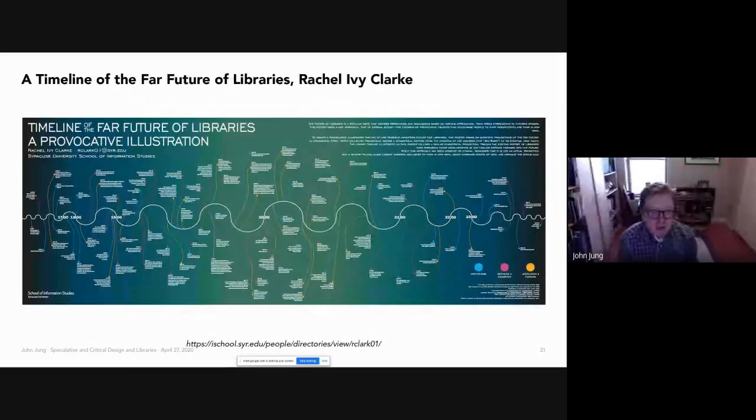First up, we've got a project from Rachel Ivy Clark, who presented this poster at the American Library Association conference in 2017. So for this project, what she did was she lists events from the real history of libraries, starting from the Library of Alexandria, and she moved to concerns of the present day, like the introduction of Google. After that, the timeline moves into a possible future with events like the closing of Harvard University and the Bibliothèque Nationale. When she put this timeline together, she used events from the past as an inspiration for a speculation about the future.